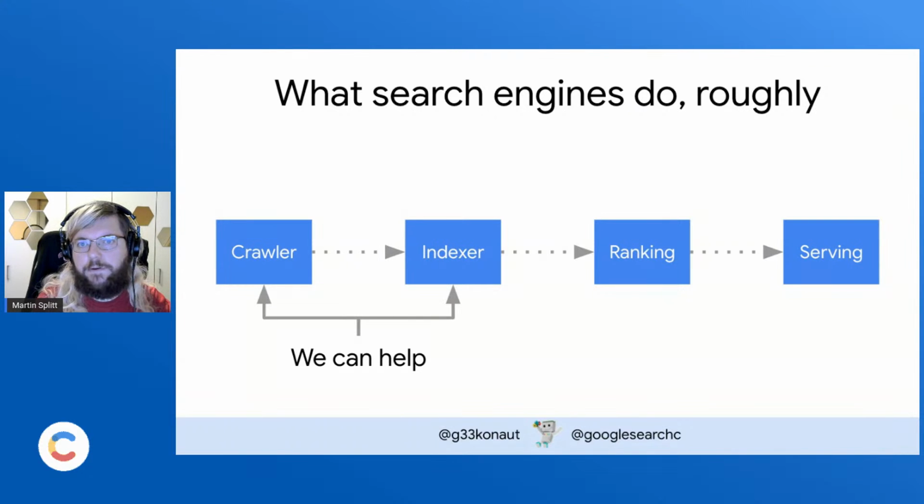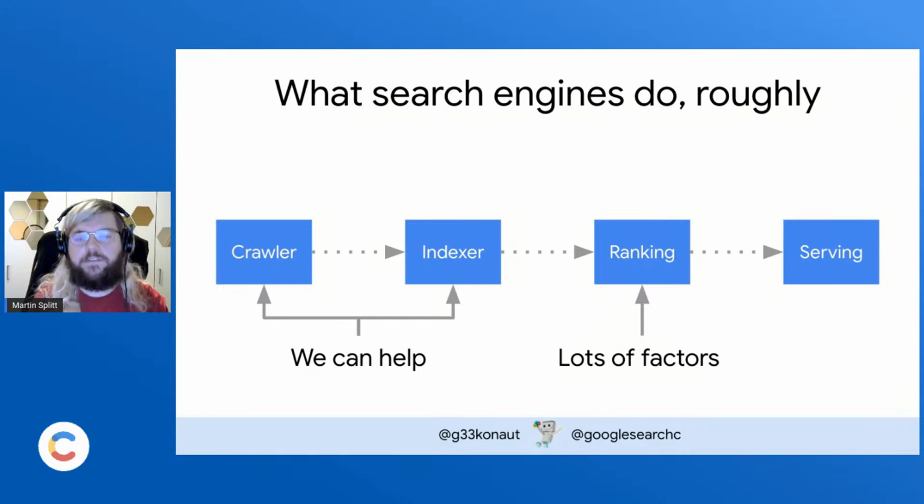A lot of people, however, especially SEOs, happen to focus on ranking. And that's a bad idea because there be dragons. It's lots of factors. It's hundreds of ranking factors. The weights keep changing. We are basically trying to model this. We try to teach a computer to understand what is a good result for a given query.